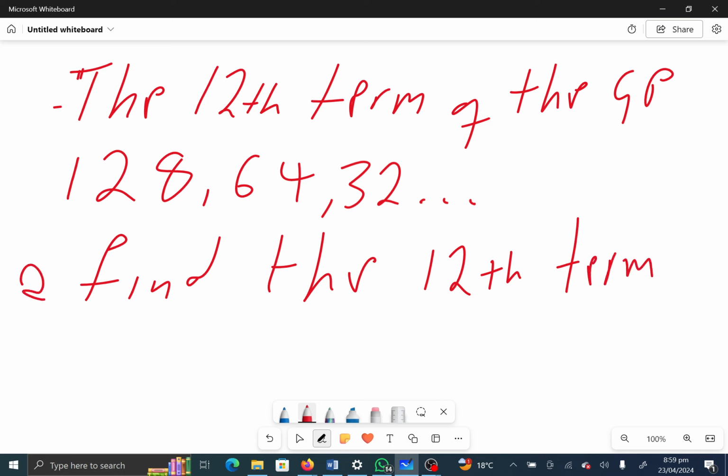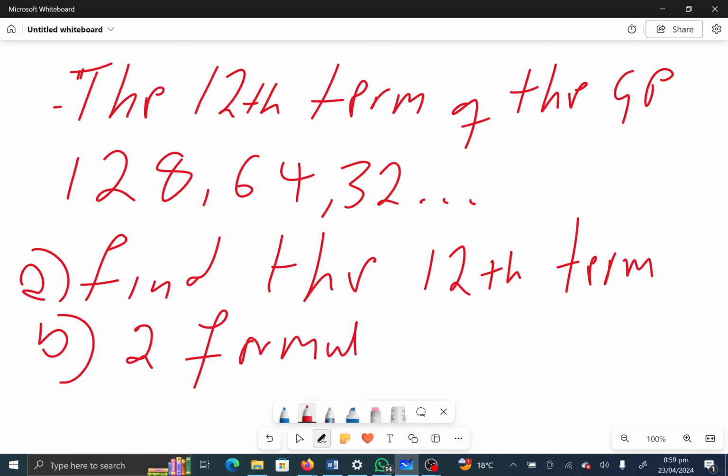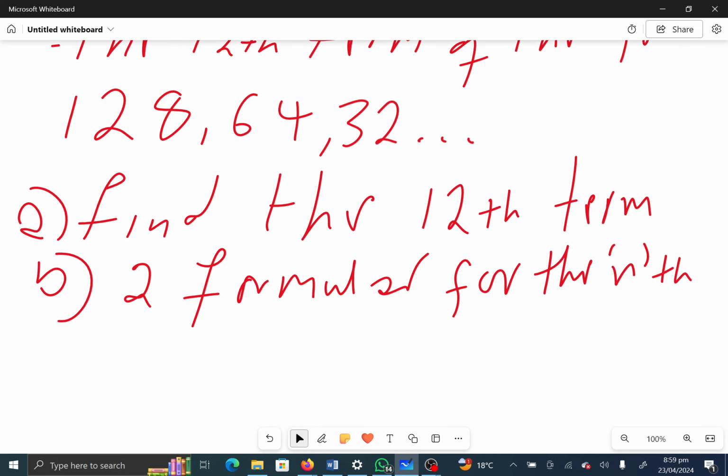That is our A. Then our B, we are told to find a formula for the nth term. Okay, so let's get to it.